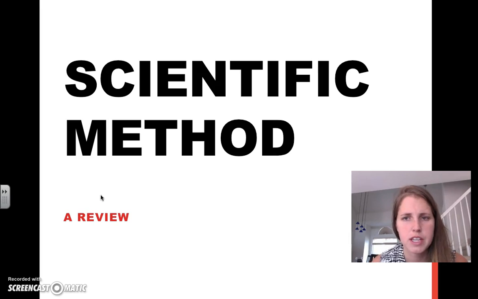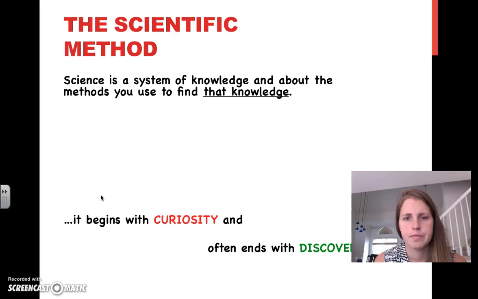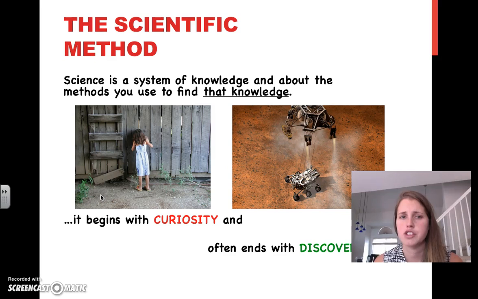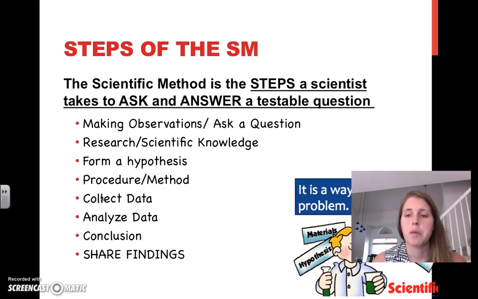Alright guys, so this is a quick review on the scientific method. We know the scientific method is a system of knowledge, and it is basically the methods that we use to find that knowledge. It typically begins with curiosity, so people asking questions, and often ends with discovery, so things that we learn from it.